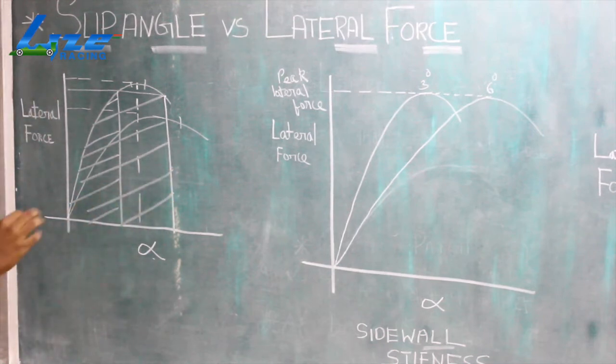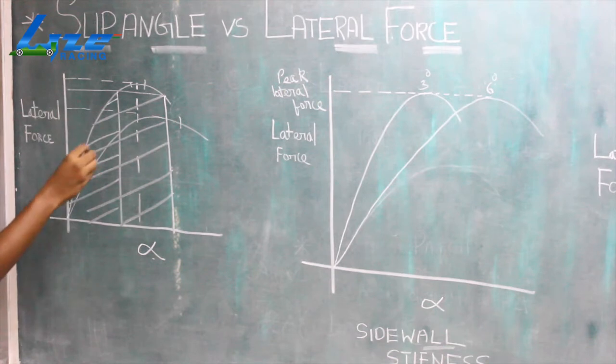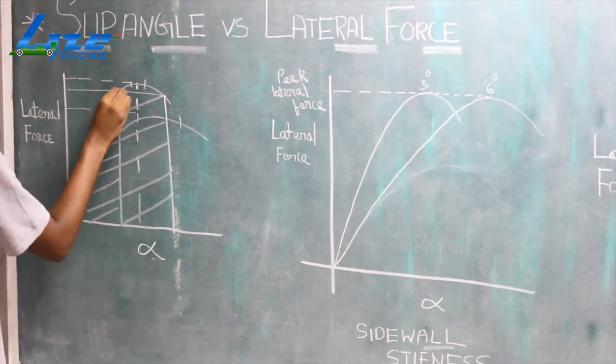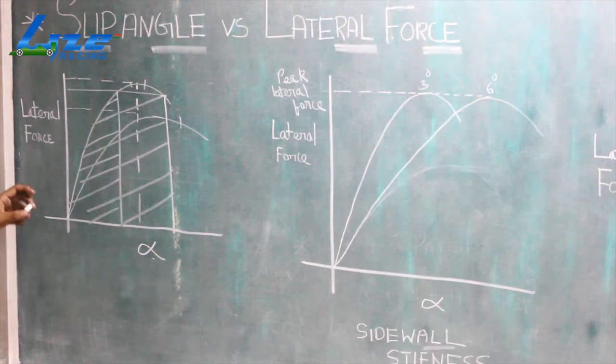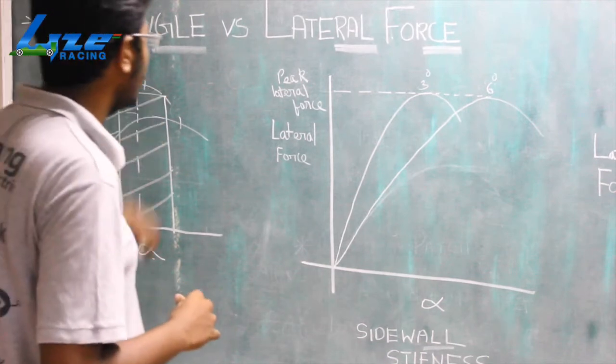This energy leads to tyre temperatures. Now the tyre temperature at this slip angle is less, whereas at this one, unless we have set up our car for higher slip angles so that it takes more heat, we should not use these higher slip angles.